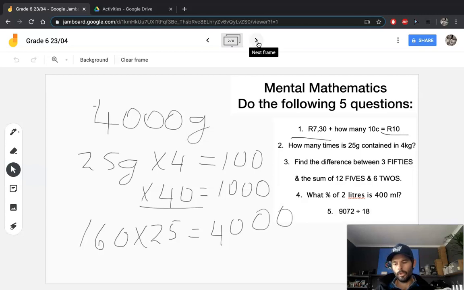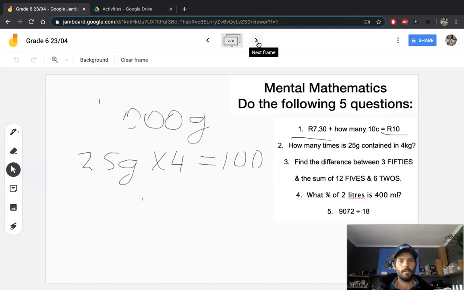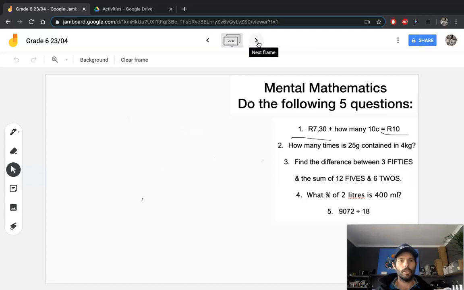Your third question is find the difference between 3 50s and the sum of 12 5s and 6 2s. So it's a little bit wordy, but break it up and go step by step. 3 50s, so 3 times 50 is 150.